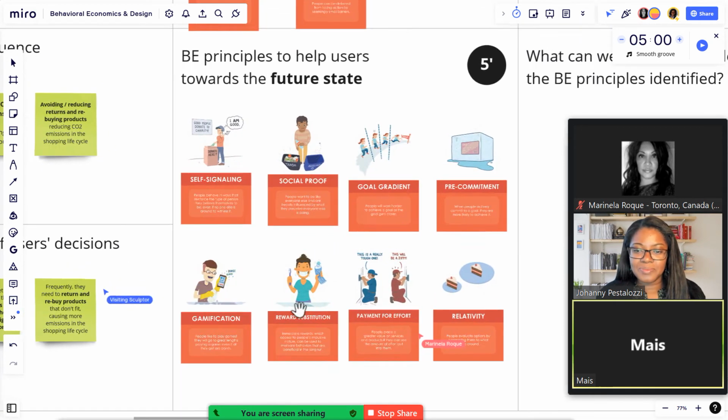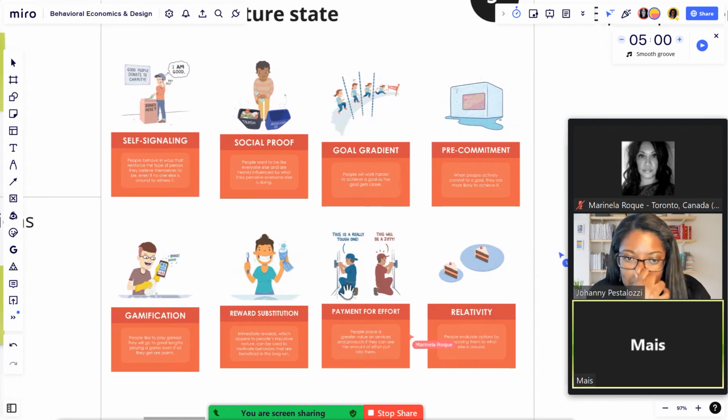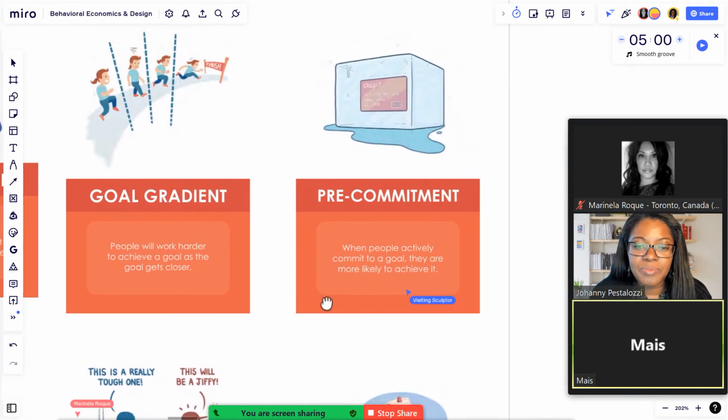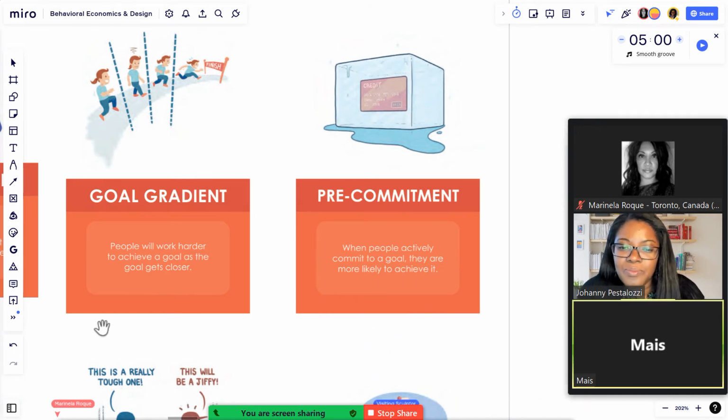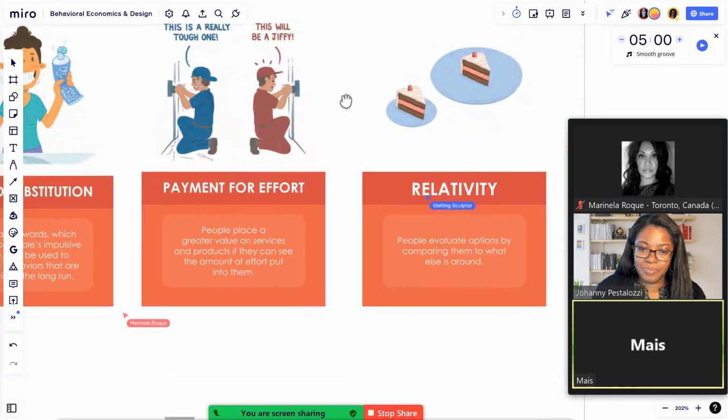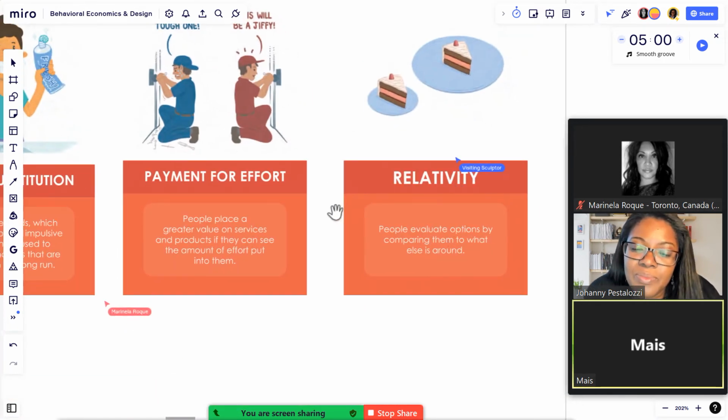I can go. I put pre-commitment and relativity. I think pre-commitment can help people be more accountable in the goals they're trying to determine. So that's something that could help. And also relativity. I think it's very important to find something similar to what you're looking for, something more compatible with what's around and what you're looking for too.